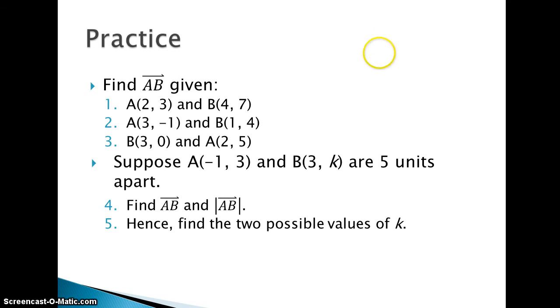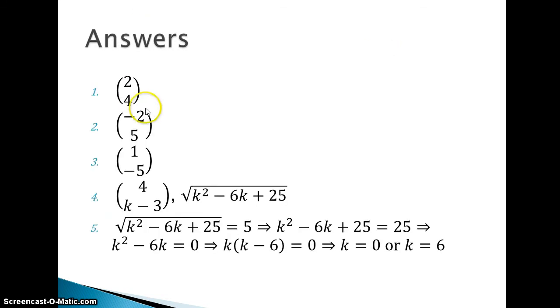All right, let's take a look at the answers. First 3 were pretty easy. Those are the vectors. For number 4, you should have gotten the vector written this way, and then when you simplify the magnitude, you do all that out. That gives you this quadratic. If you didn't simplify it, then you definitely had to simplify it down here for problem 5.